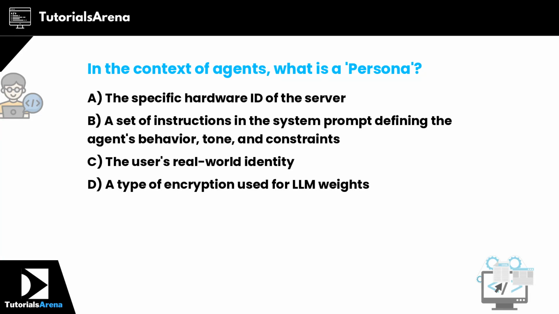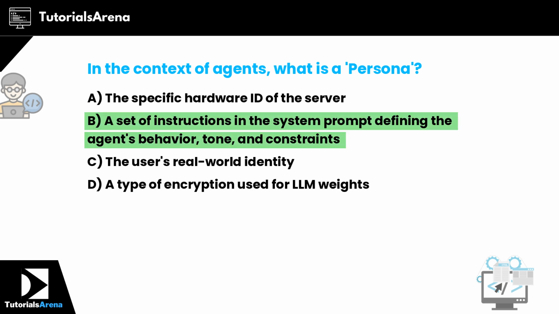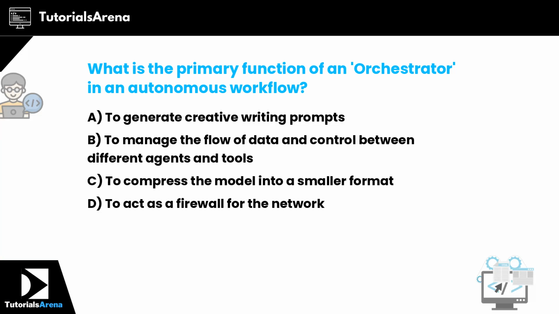In the context of agents, what is a persona? The correct answer is option B. A set of instructions in the system prompt defining the agent's behavior, tone, and constraints. What is the primary function of an orchestrator in an autonomous workflow? The correct answer is option B. To manage the flow of data and control between different agents and tools.